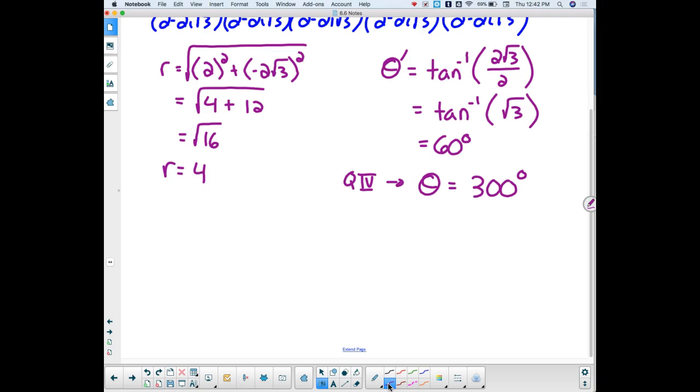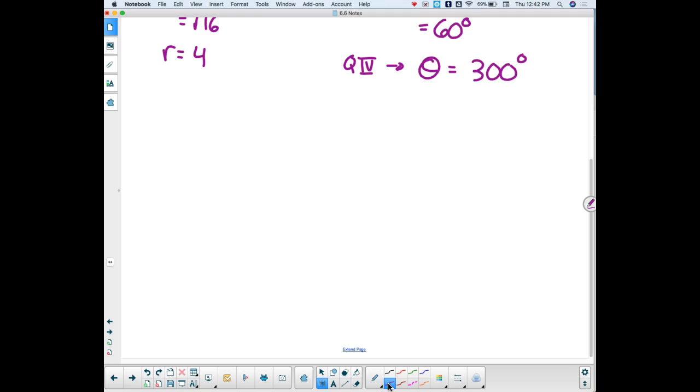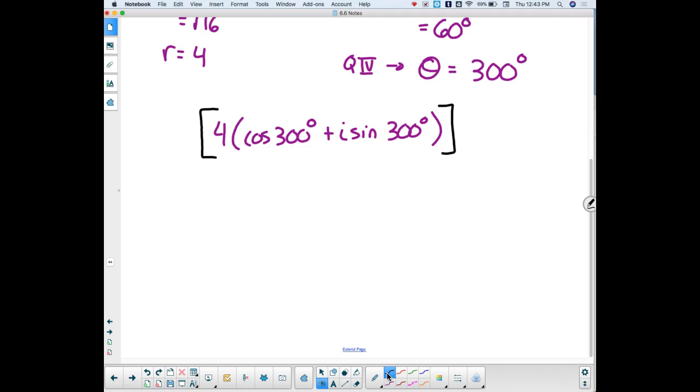So the trig form of this complex number is 4 times the cosine of 300 degrees plus i times the sine of 300 degrees. Right? And that we are going to take to the 5th power. Right?